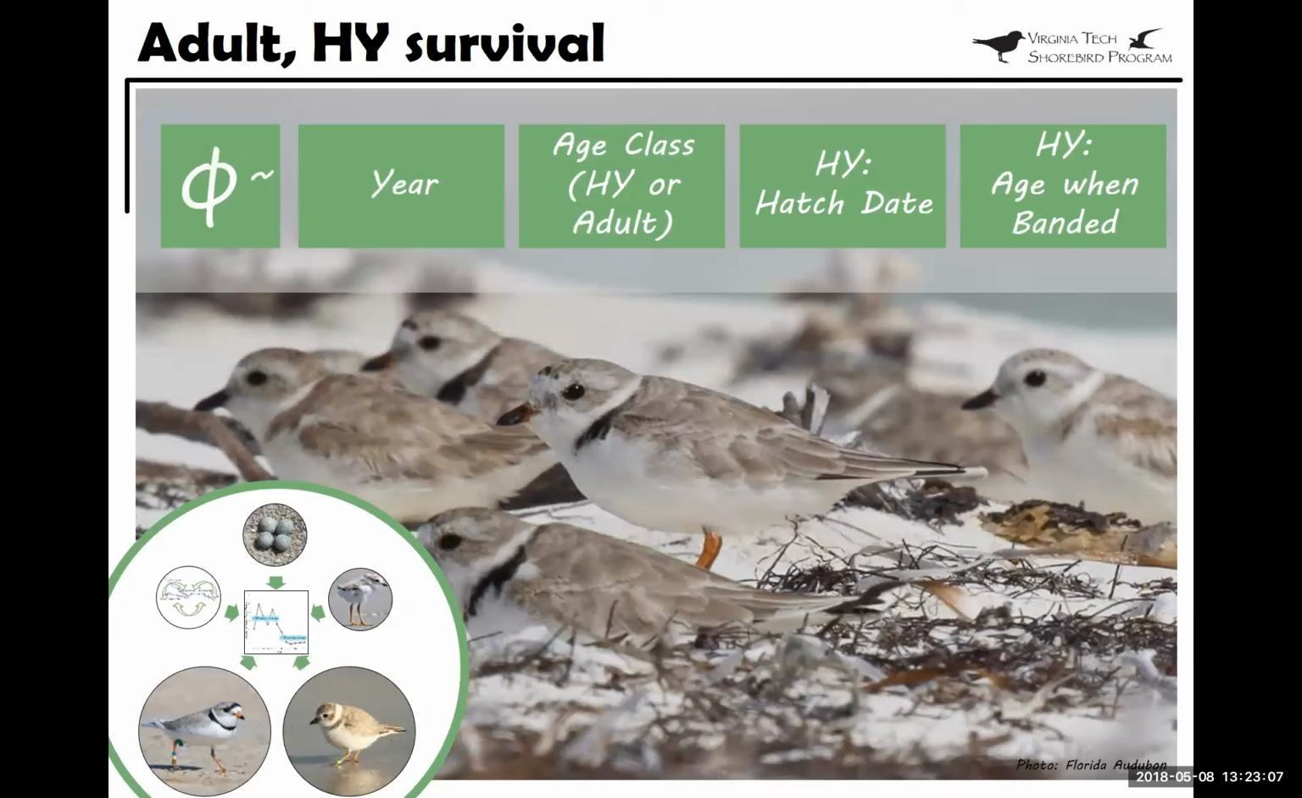To model adult and hatch year survival, we used a multi-state mark recapture model. So we kept this model simple, just including variables for yearly variation and expected higher survival of adults than hatch years, and age and hatch date dependent survival of hatch year birds, similar to that chick survival model.